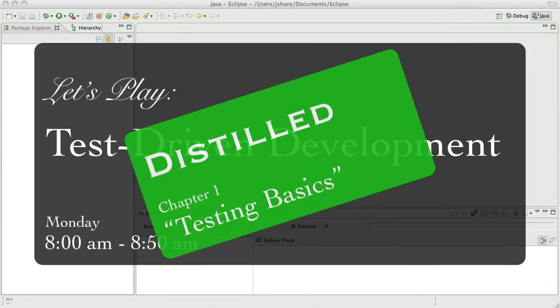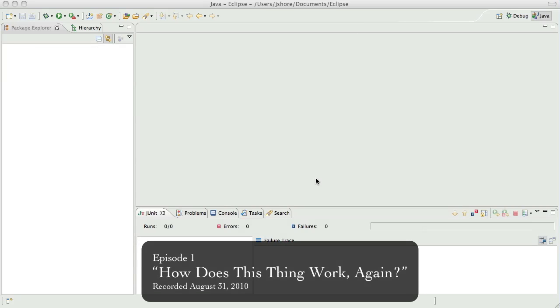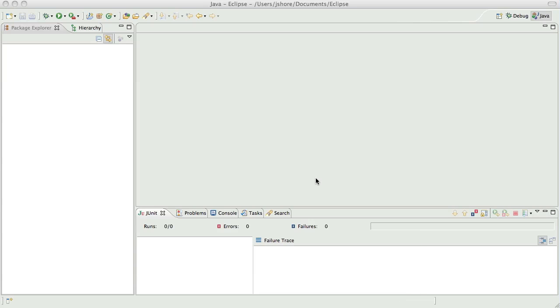Hi everyone, this is James Shore, and today I want to try a little experiment, to show what it's actually like to do test-driven development. In a lot of cases, when I do test-driven development with people, they don't really get the flow of it. So that's what this is.